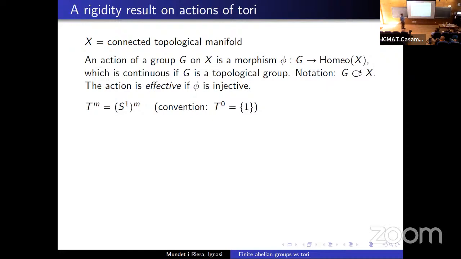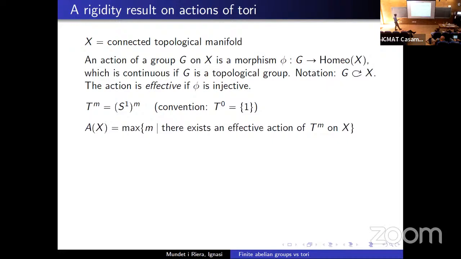Okay, a very standard problem, which in fact lies behind most of what I'm going to talk about, is to describe which groups act effectively on a given topological manifold. Of course, if you drop the condition of effective, then the answer is any group can act, because you can always take phi to be the trivial map. Okay, I will denote by T^m the m-dimensional torus. T^0 will denote the trivial group.